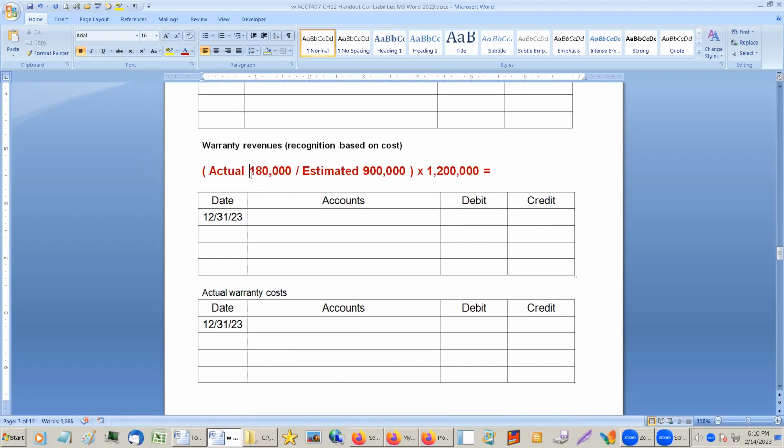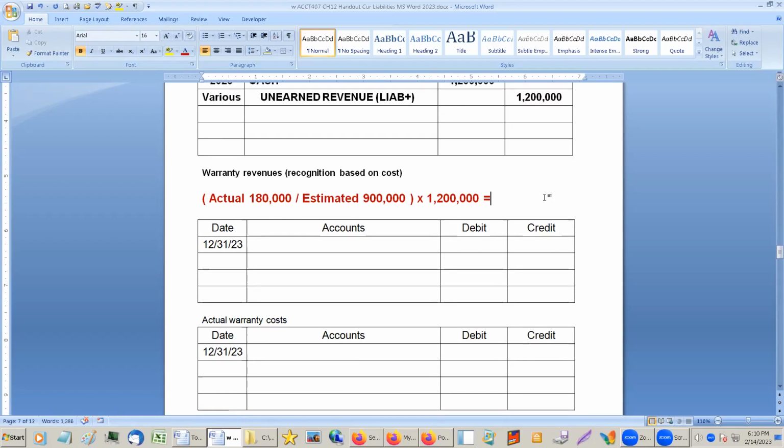Okay, so 180,000 divided by 900,000 times 1,200,000 is, here's my calculator, $240,000. So this is what was earned.